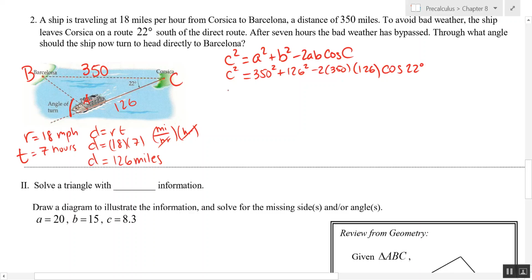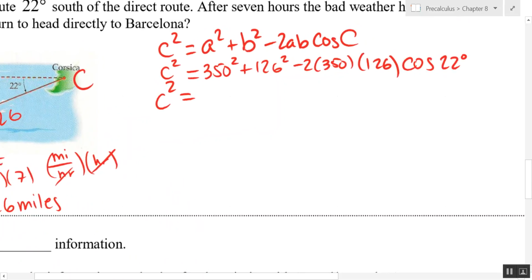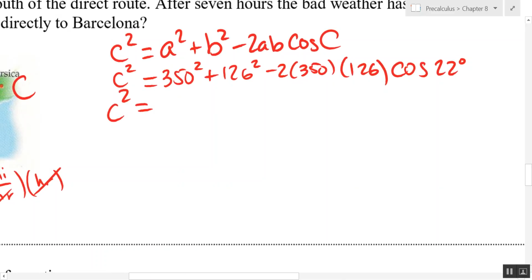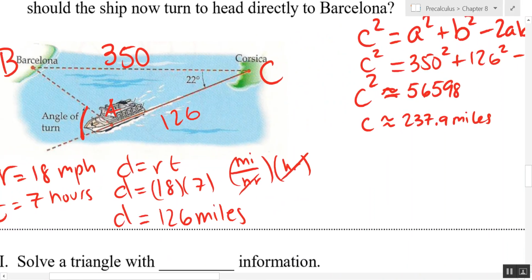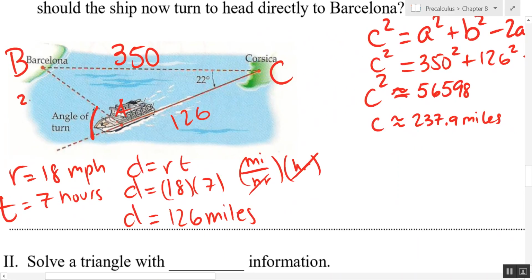We can simplify this. We get C squared is approximately equal to 56,598, which gives us a value for C approximately equal to 237.9 miles. I'm going to label that over here. This is 237.9. And we found side C, and that just leaves us with one step. Now that we know all three sides, we can find angle A.